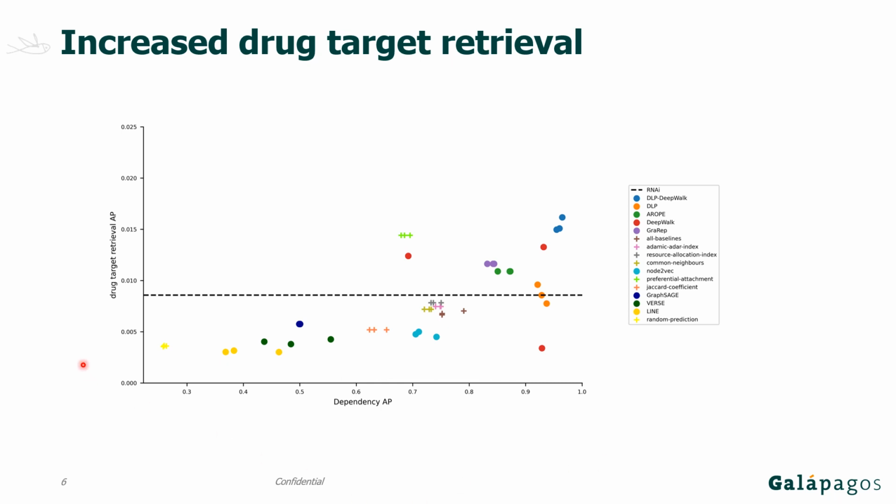Here on the y-axis, we see the performance of each method in correctly prioritizing known drug targets. And we can again confidently say that DLP DeepWalk prioritizes known drug targets significantly higher up in the ranking as compared to the baseline of just using RNAi scores, which is the black dashed line. This causes valid or potential drug targets to be picked up more easily. Another observation from this plot is that there is indeed a correlation between correctly retrieving cancer dependencies and highly prioritizing known suitable drug targets.